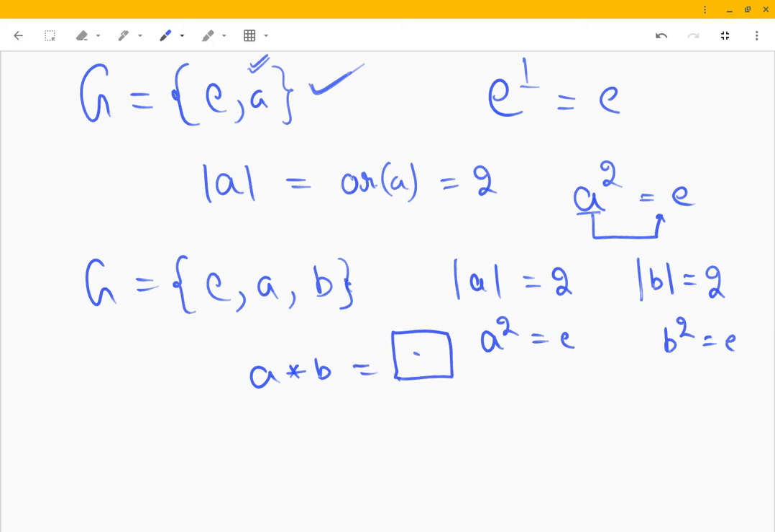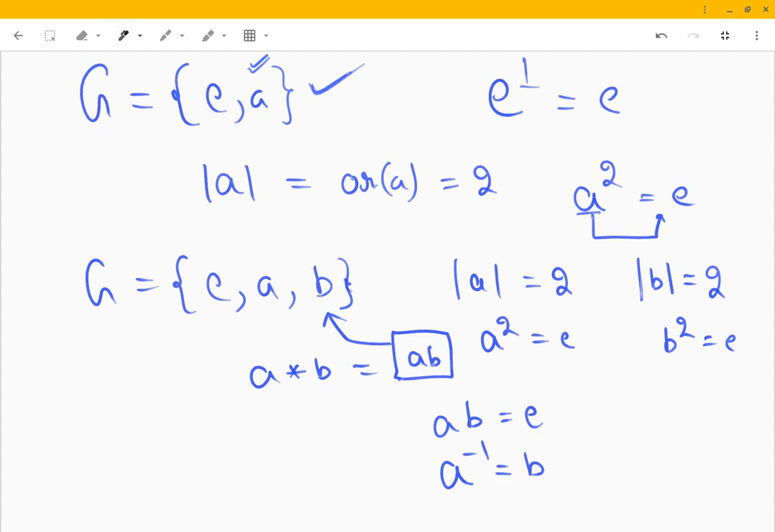Now A star B gives us AB. Where is AB in this group? I don't see an AB. Okay, maybe AB is E. What does that mean? That means that A inverse is B. But you know what I missed?